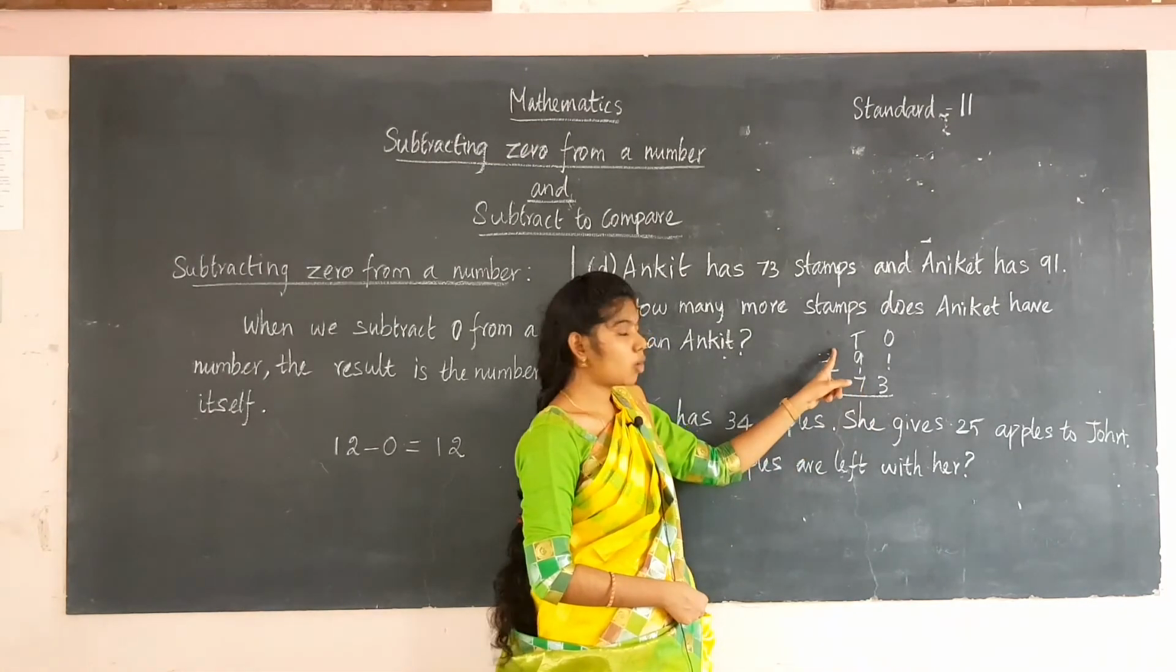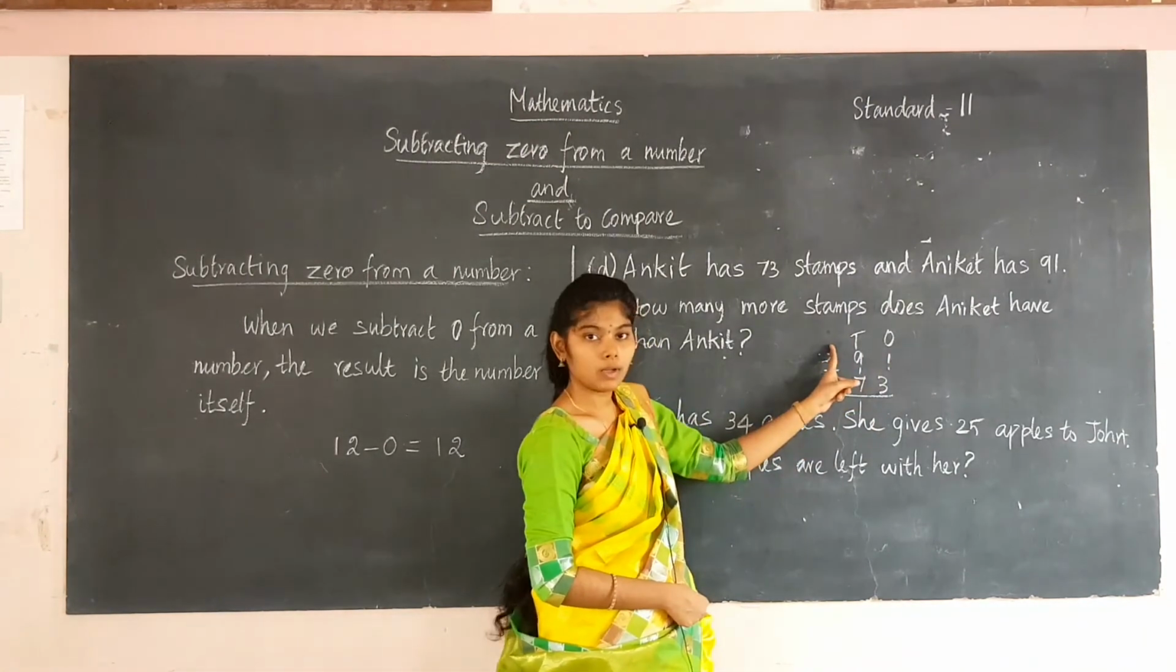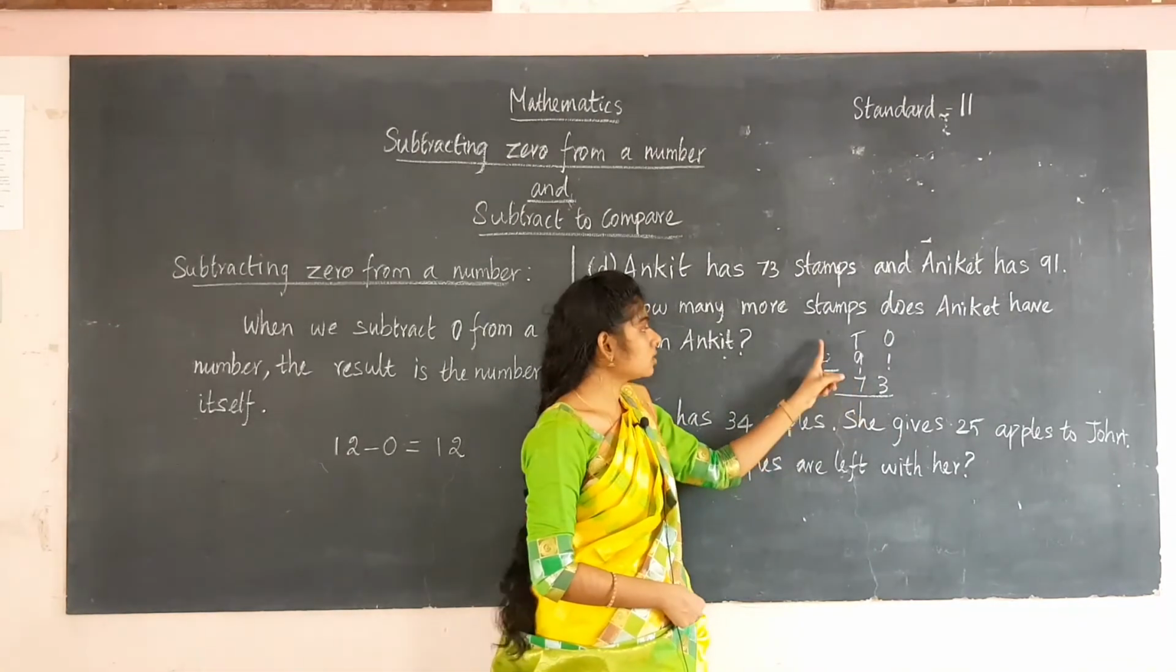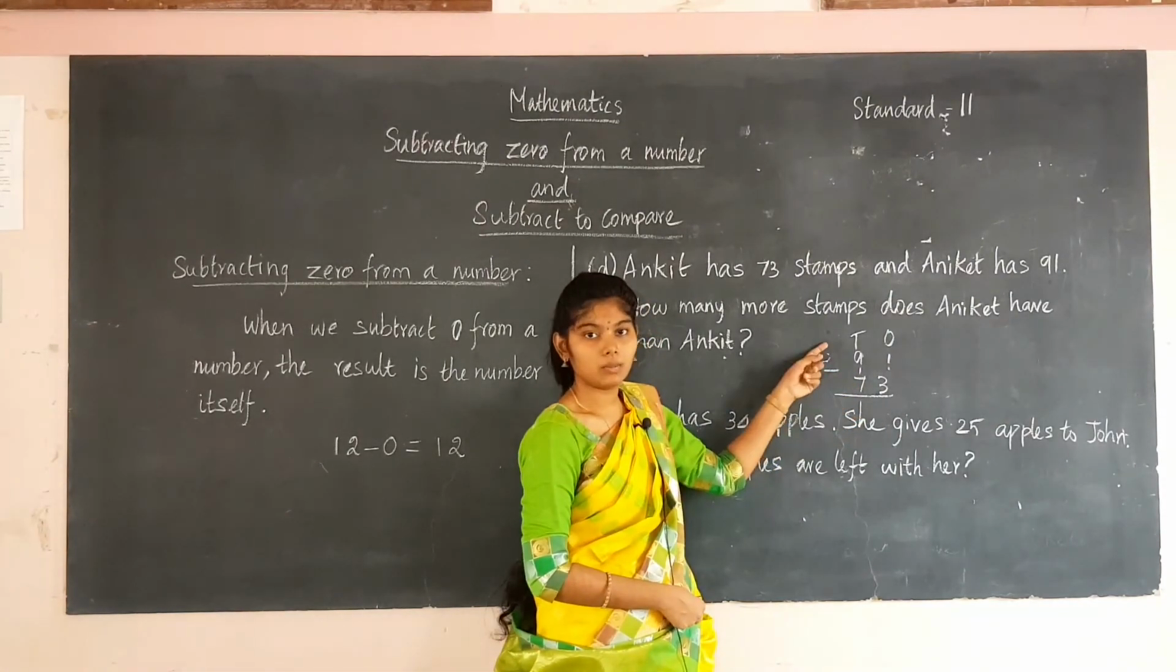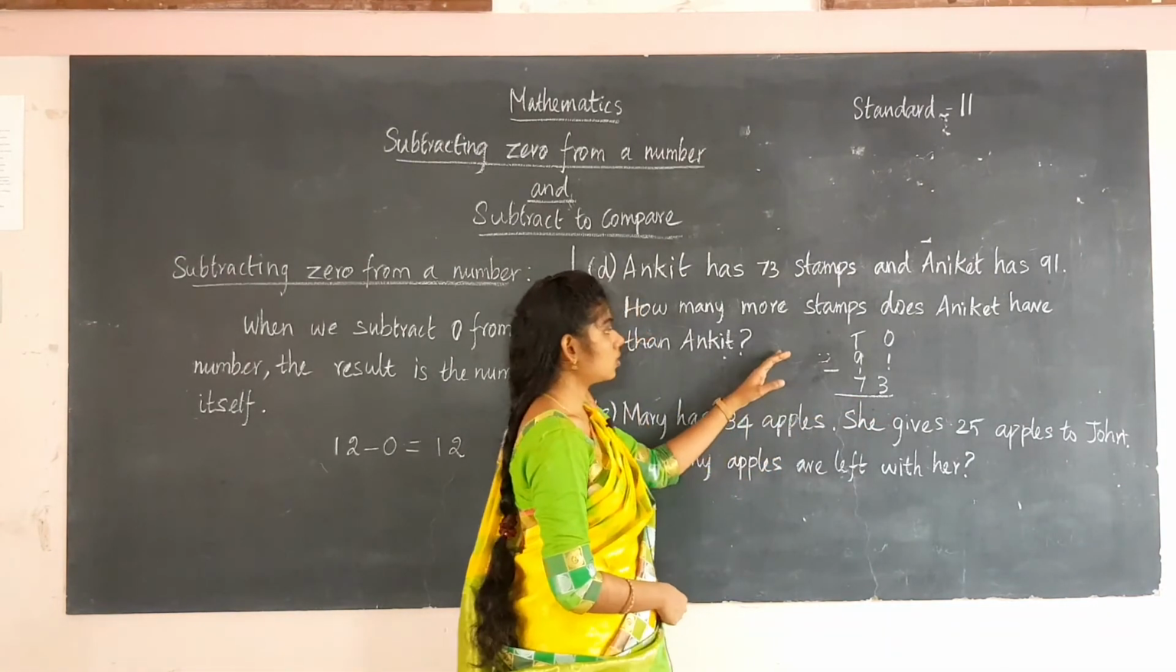So here you have borrowed from the tens place, so the number there will be 8. Then you subtract those two numbers, first number in the mind and the second number in the fingers, and you will find the answer. So do this as your homework sum.